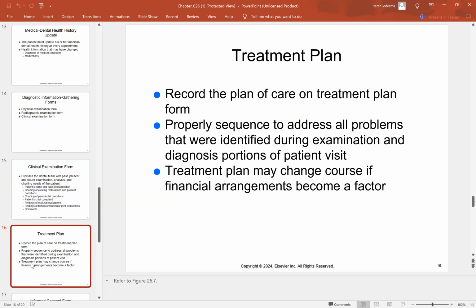Treatment plan. Record the plan of care on the treatment plan form, properly sequenced to address all problems that were identified during the examination and diagnosis portions of the patient's visit. The treatment plan may change course if financial arrangements become a factor.